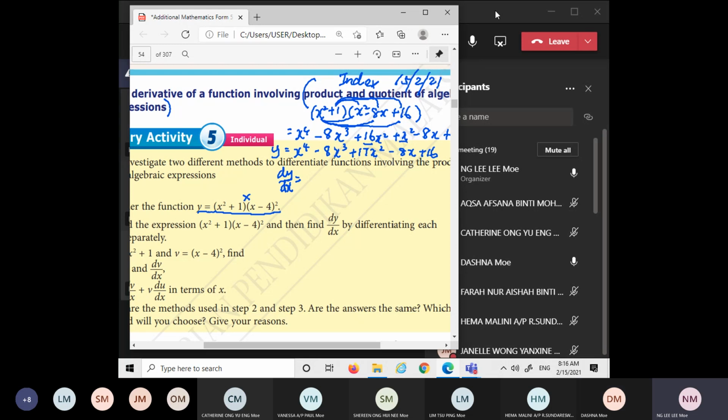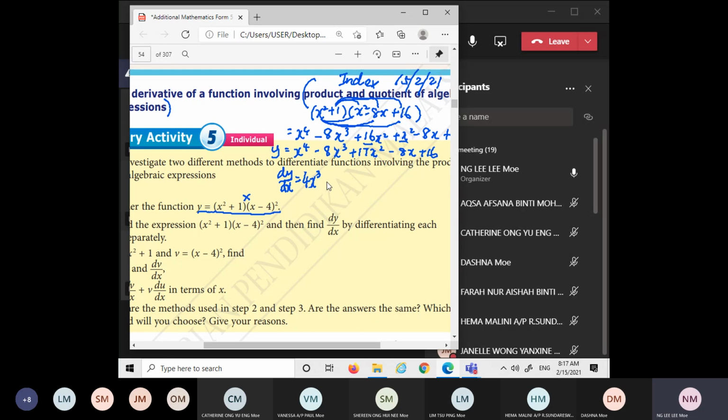Okay, we come back to Catherine. Can you differentiate x to power 4? Bring down the power, times x to power 4 minus 1. You still remember? So 4 and then x. 4 minus 1, you get what? 3. So power 3. So this is the first term.